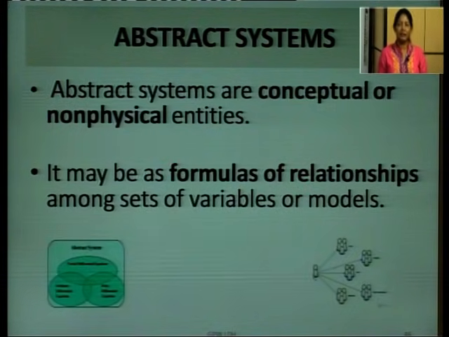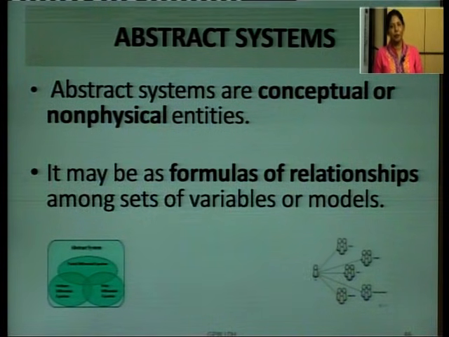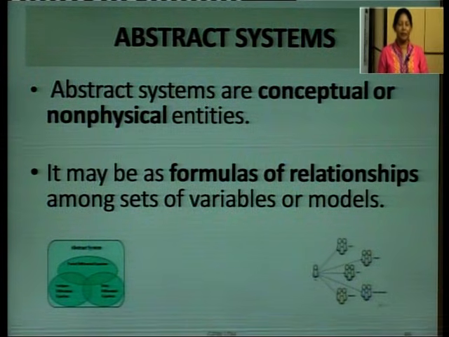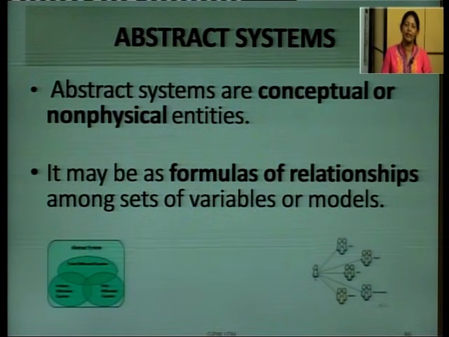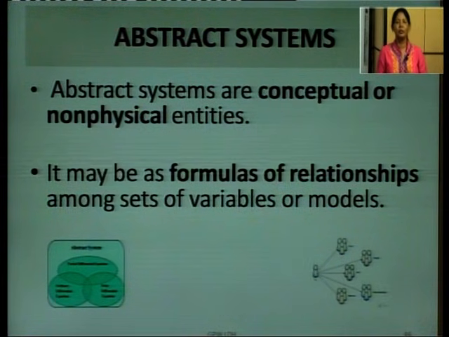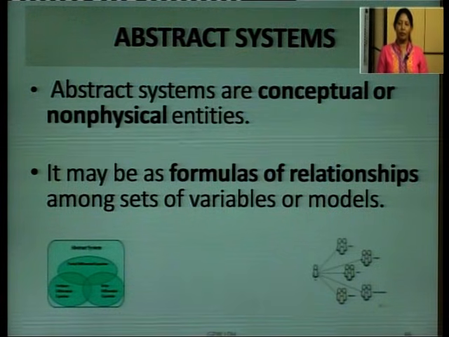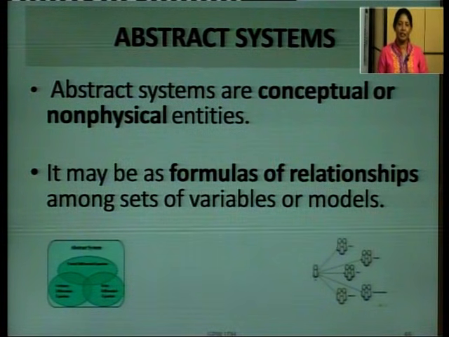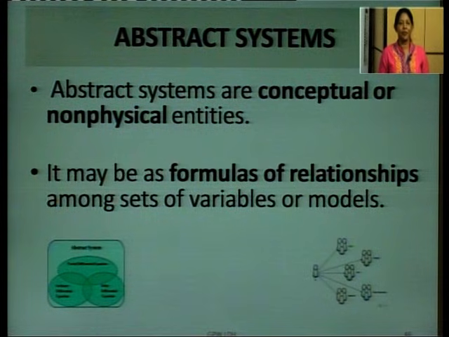So, next is the abstract systems. Abstract systems are conceptual or non-physical entities. They may be formulas of relationship among sets of variables, or models. If we are talking about the quadratic equation, ax square plus bx plus c is equal to 0, this is the formula that gives the relationship where you can find out the values of x1 and x2. So, abstract systems are conceptual or non-physical entities that may be formulas of relationship among any sets of variables or models.